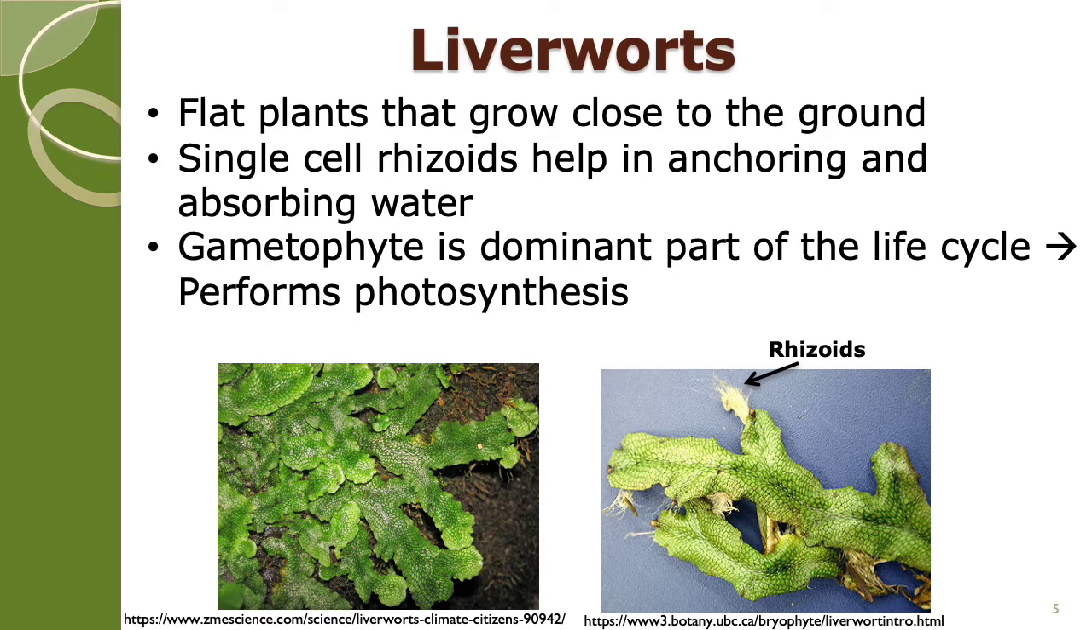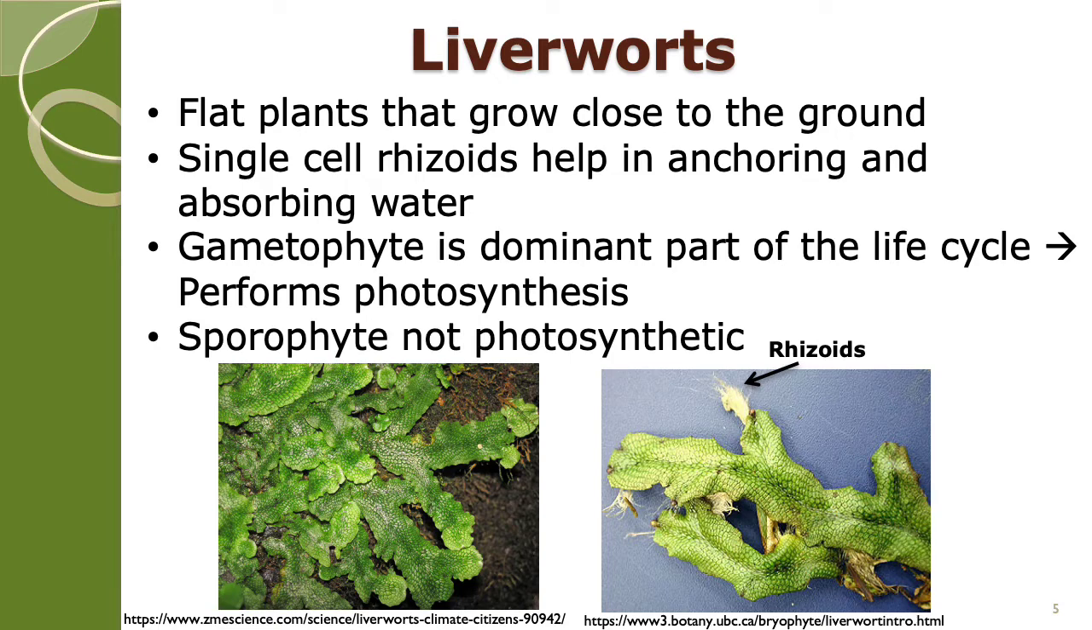In the case of liverworts and in all non-vascular plants, the gametophyte, which is the haploid stage of the plant, is the dominant part of the plant life cycle. The gametophyte cells do have chloroplasts, and hence they can perform photosynthesis. The diploid part of the plant's life cycle, which is the sporophyte, is not photosynthetic and normally depends on the gametophyte for nutrients.